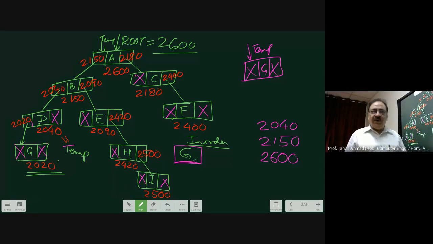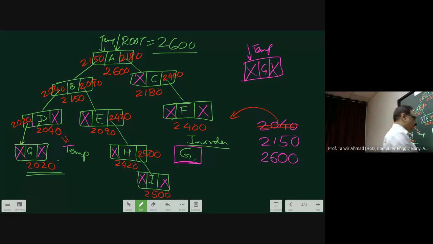And now temp will point to 2040. Now this value will come out, and it will pop. It will point to 2040, and I reach the parent of G. And then I process D. Then since there is no right, I pop the next one, 2150.